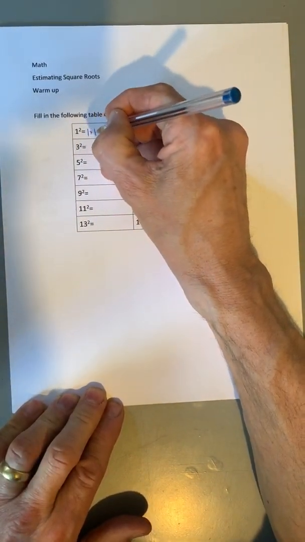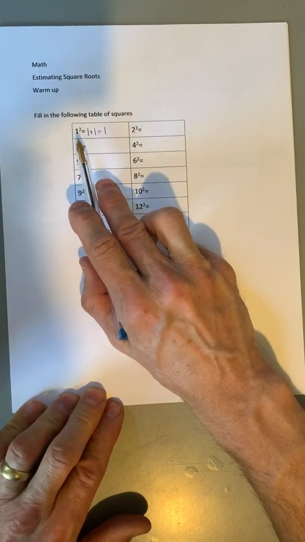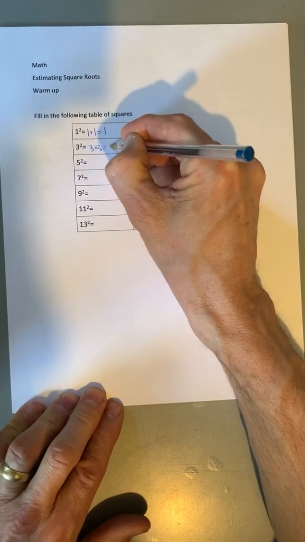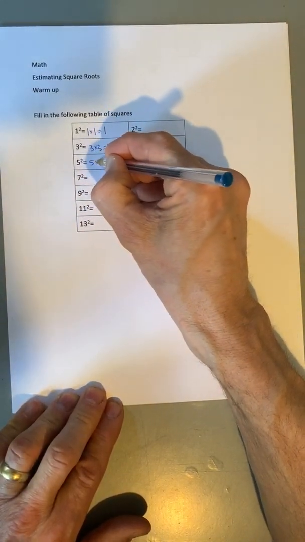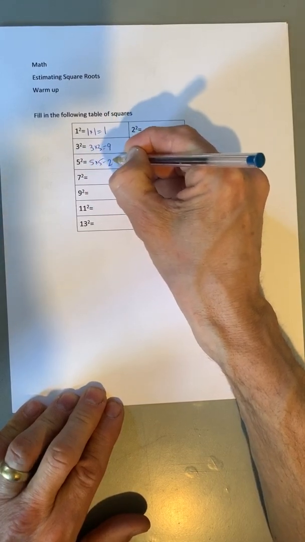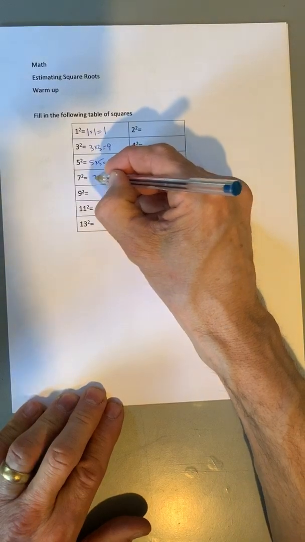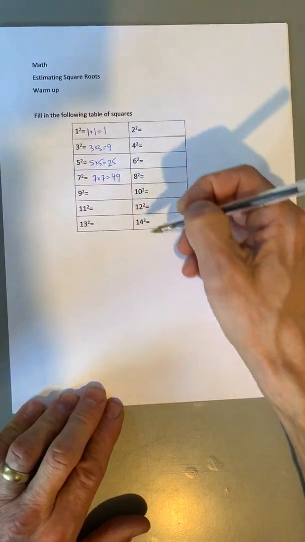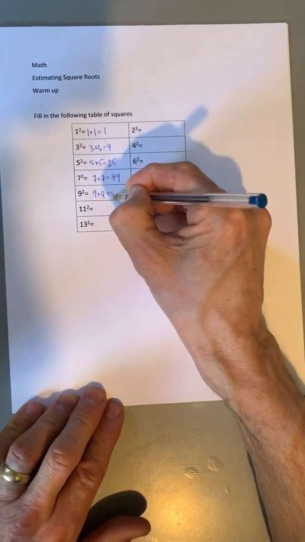1 times 1 is 1. Now remember, squared means the number to the left twice. So 3 times 3 is 9. Let's go up and down. 5 times 5 is 25. Now if you want to, you can fast forward, you can pause. 7 times 7 is 49. 9 times 9 is 81.